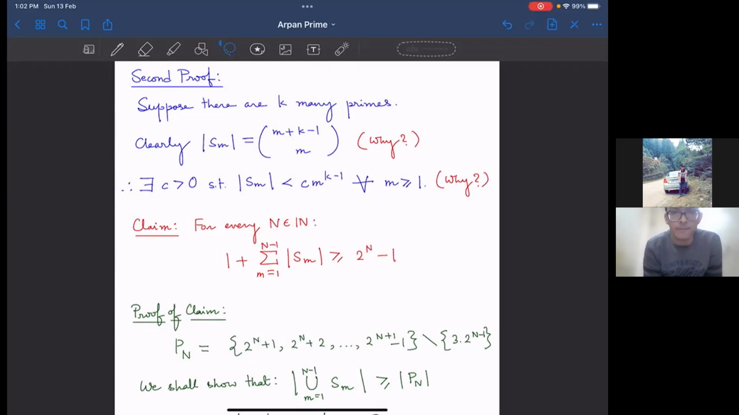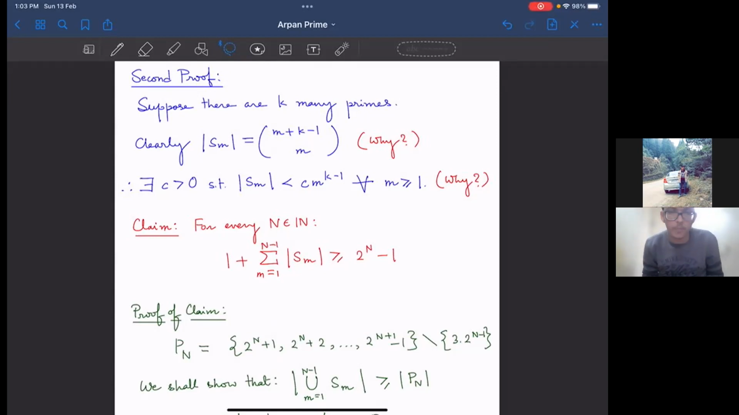combinatorics, right? It is essentially the number of non-negative integral solutions to an equation x1 plus x2 all the way up to xk equal to n. So it's the number of non-negative integral solutions to that. Okay, so there is another simple observation, which is there exists c greater than 0, such that the cardinality of Sm is bounded by some polynomial of degree k minus 1 for all m greater than or equal to 1. So again, you can see this if you just open up the expression for the cardinality of Sm, m plus k minus 1 choose m, in terms of the factorials, and then look at the degree of m in that.